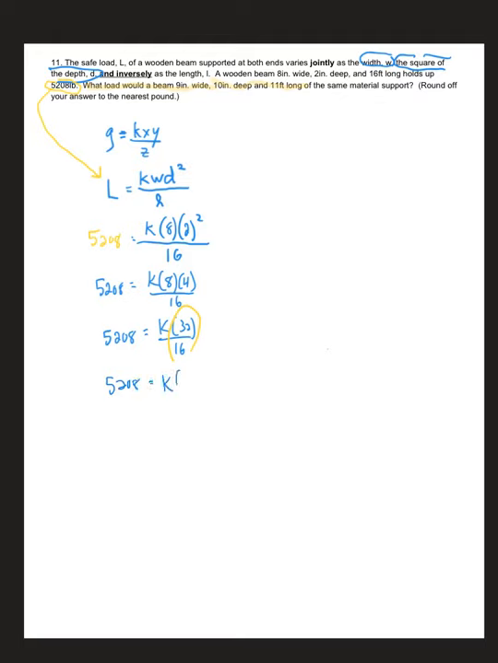5,208 equals k times 2. And you can divide by 2 to get that k by itself. And then k equals 2604. Then plug that back into the formula that we had before. L equals k w d squared divided by L.